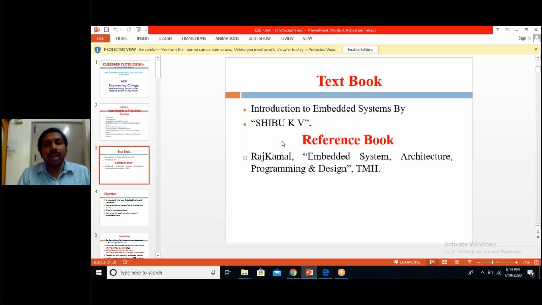The textbook is Introduction to Embedded System by Shibu KV. The reference book is Embedded System Architecture, Programming and Design by Raj Kamal.